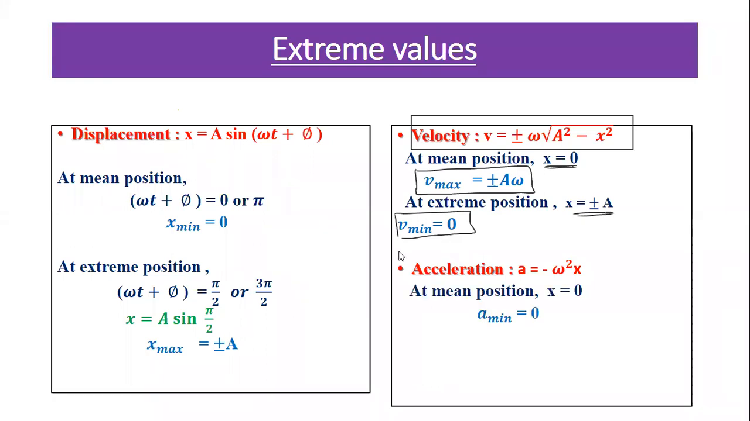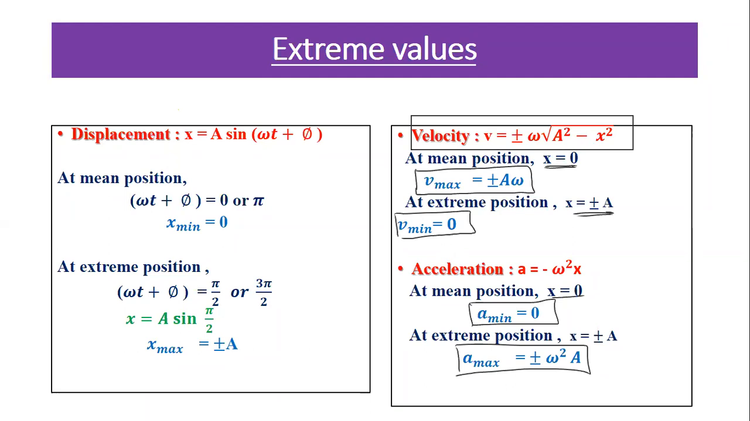Now at mean, you know that x is equal to 0. And if we substitute x is equal to 0, then acceleration is coming 0. So acceleration is minimum at mean position. And at extreme, you know that x is equal to a. If we substitute x is equal to a, then we get plus minus a. Then we get a maximum acceleration at extreme position, and it is plus minus omega square a.